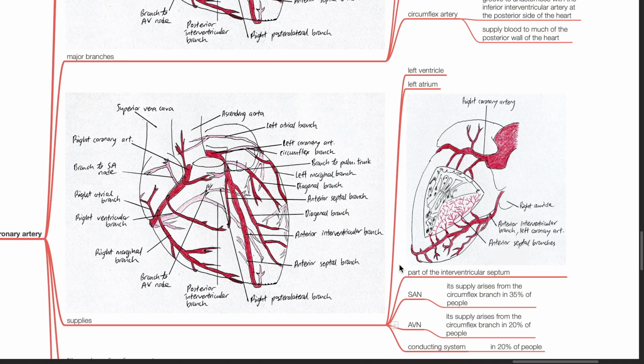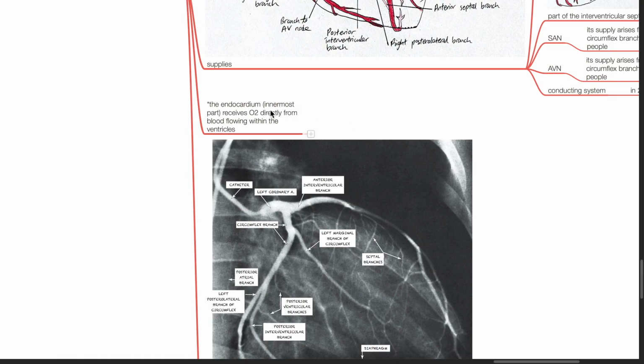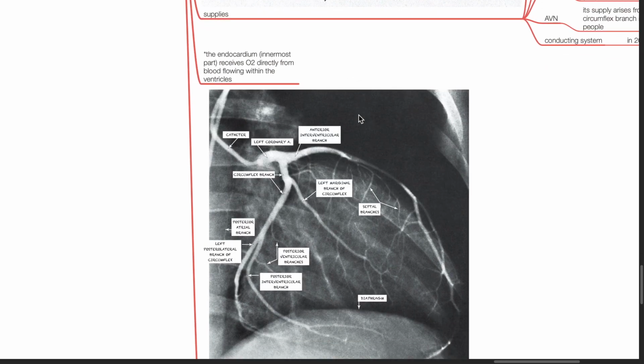The left coronary artery supplies the left ventricle, the left atrium, part of the interventricular septum, the sinoatrial node in 35% of people via the circumflex branch, the atrioventricular node in 20% of people via the circumflex branch, and the conducting system in 20% of people. The endocardium, the innermost part, receives oxygen directly from blood flowing within the ventricles.